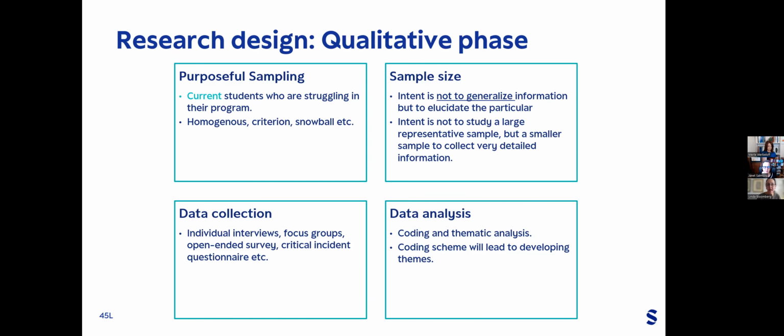And we would create our sample by way of homogeneous criterion or snowball techniques. The sample size is small because the intent is not to generalize, but rather to elucidate the particular. The intent is not to study a large representative sample, but this much smaller group of people that have been purposefully selected to participate in the study. Data collection would be things like individual interviews, focus groups, open-ended surveys, or critical incident questionnaires, etc. And the analysis would be the process of coding and thematic analysis to develop themes, which are the study's findings of a qualitative phase.